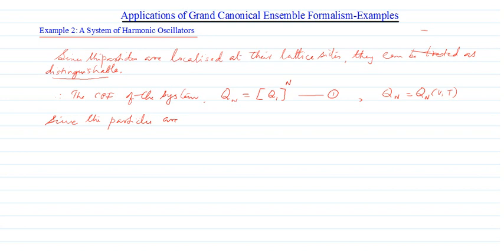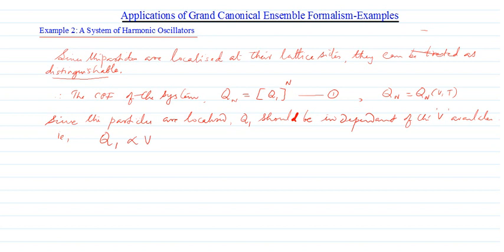So since the particles are localized, the single particle partition function Q1 should be independent of the volume of the system, the volume available to the system. Whatever the volume, that is not going to affect it, because the particles are anyway localized. What is the dependence of Q1 on volume? Q1 is in general a function of V and T, so I can write Q1 is proportional to V raised to 0, right? So the dependency is neglected. Therefore Q1, which should have been a function of V and T, now proportional to V to the 0, can be written merely as a function of what? Temperature alone.